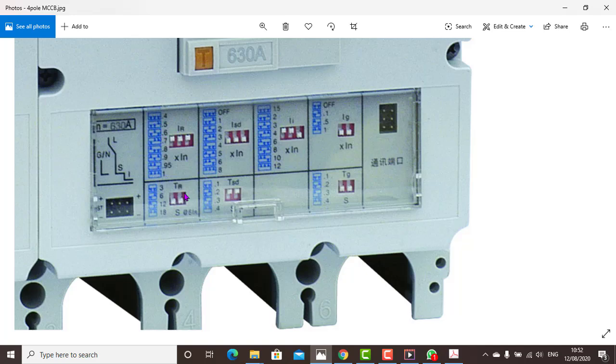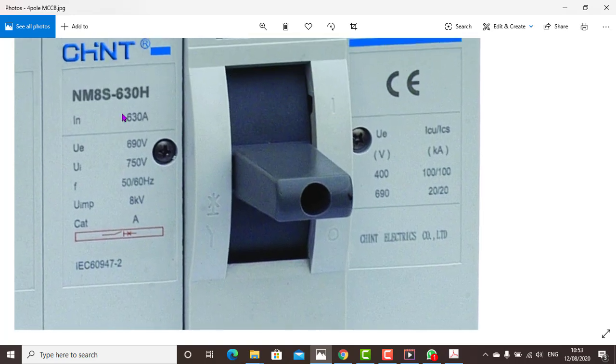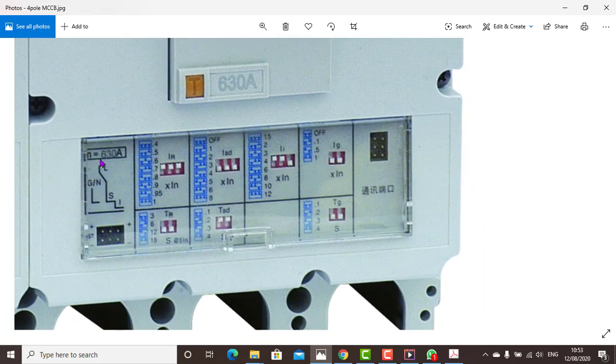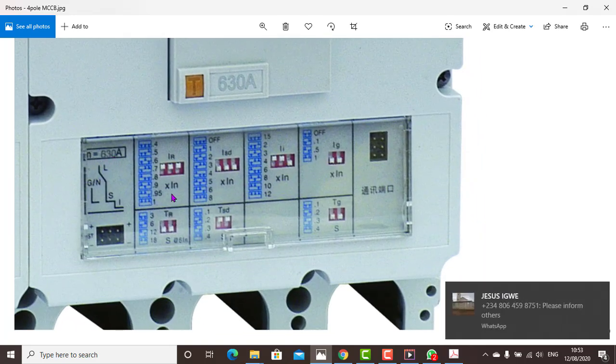You can see the way it's going. But what we have here is all up. That is 0.4. So 0.4 times IN. IN is our 630 amps, which we saw here. Look at it, 630 amps. It is also here. Look at it here, 630 amps. So if you multiply it, you will get the long short current.